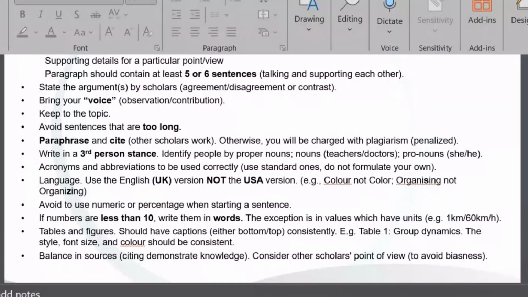Don't use one source, use various sources, all right? Don't use only articles. Use also aspects which you take from the ordinary books. Use theses, all right? So that you balance your sources. And consider other scholars' points of view so that you avoid bias.